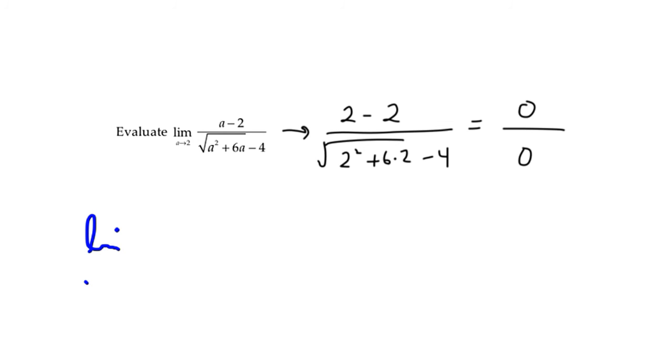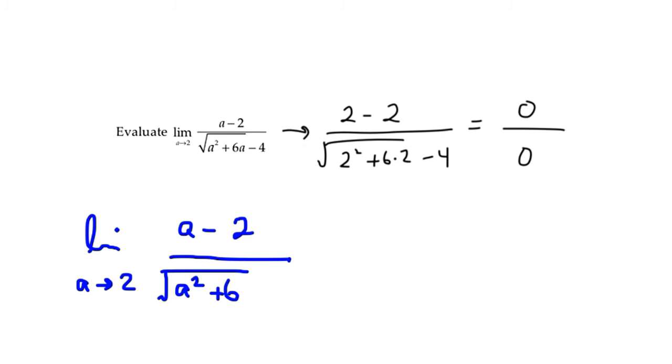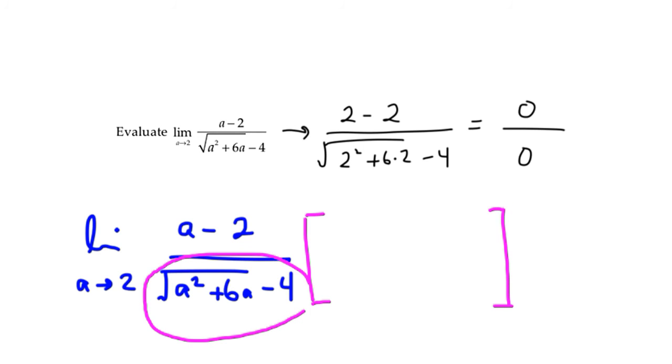So let's go ahead and just write this as the limit as a approaches 2 of the expression a minus 2 divided by what? Well, the square root of a squared plus 6a minus 4. And now what does a conjugate look like? Well, since it's super ugly, I'm going to write it here in purple, which is a nice ugly color. And now we're going to do the following.